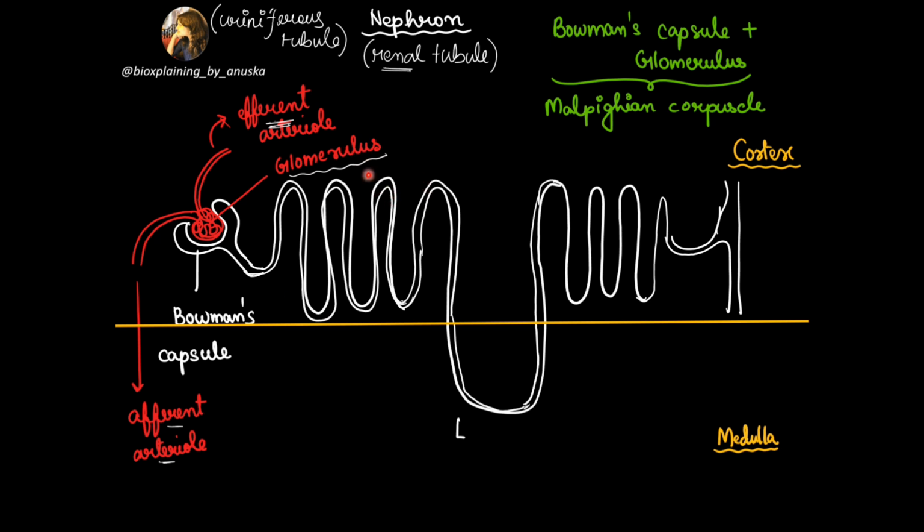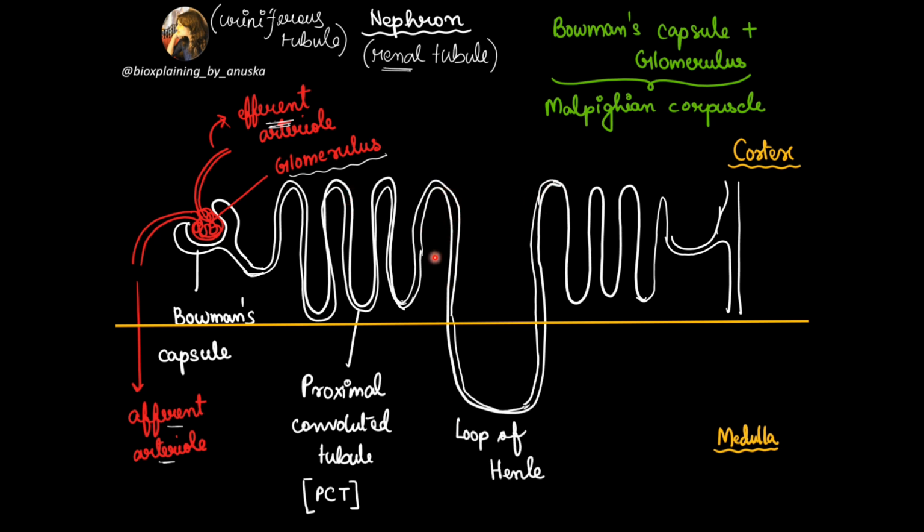Talking about this first part, this is known as the proximal convoluted tubule, abbreviated as PCT. Proximal meaning that it is close to the Bowman's capsule. Convoluted means it is highly coiled, and it's a part of the tubule. So, proximal convoluted tubule.